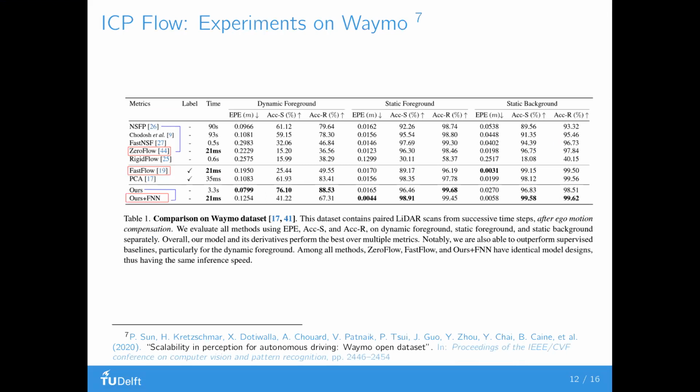Table 1 shows the results on Waymo. Our results are indicated in the last two lines. As shown in the table, our model shows the best performance in terms of both endpoint error and accuracy. The performance gap to the second best is approximately 2 centimeters in terms of EPE.